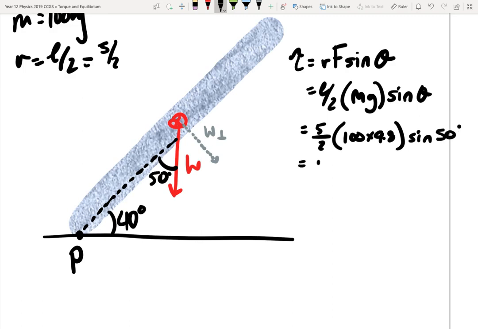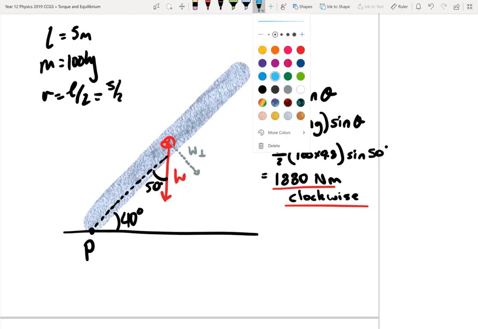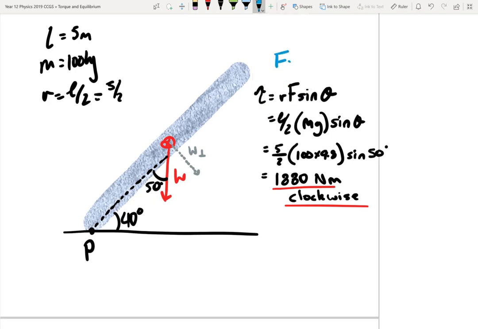We get 1,880 newton meters clockwise, okay? Now I didn't really visualize it, but I was in F perpendicular mode. I said, look, at this point, that line is the perpendicular force, and its magnitude is 980 sine 50.